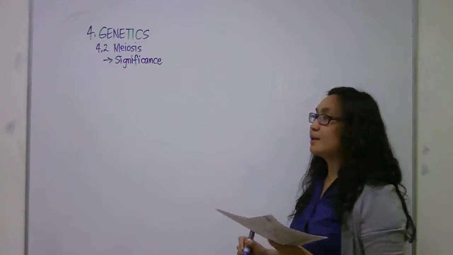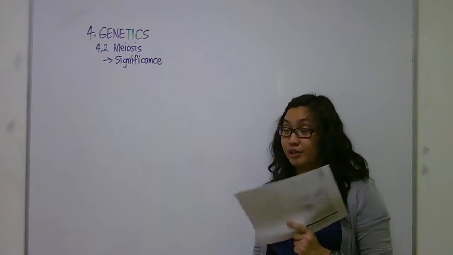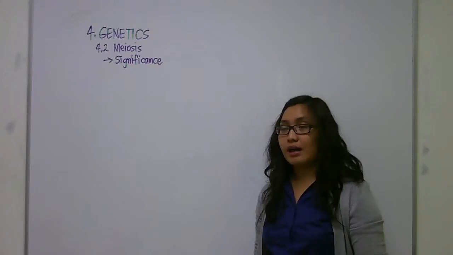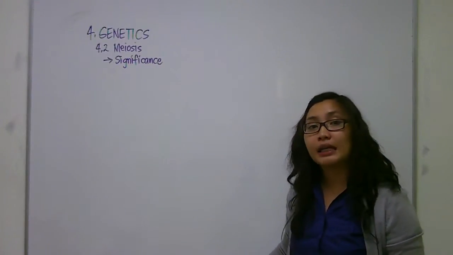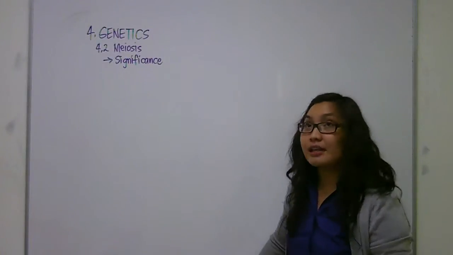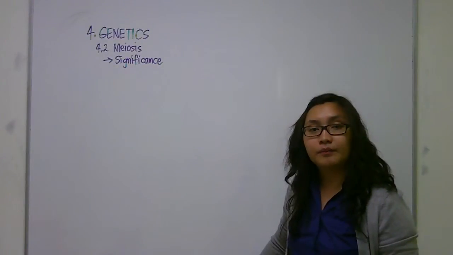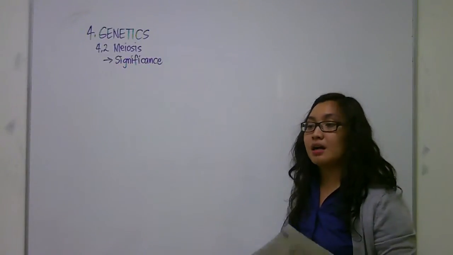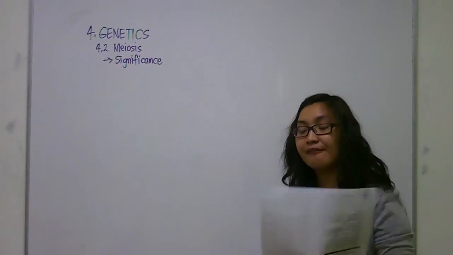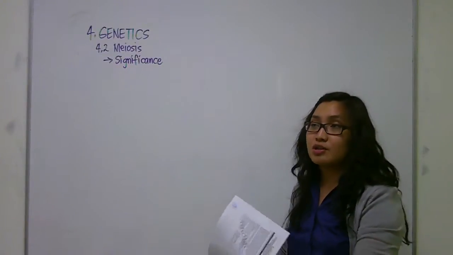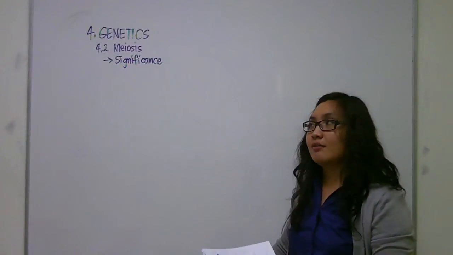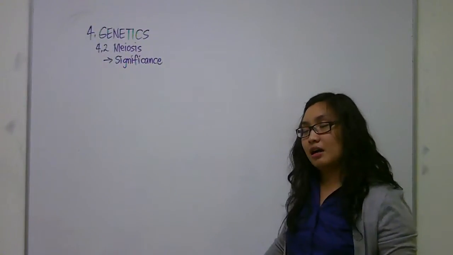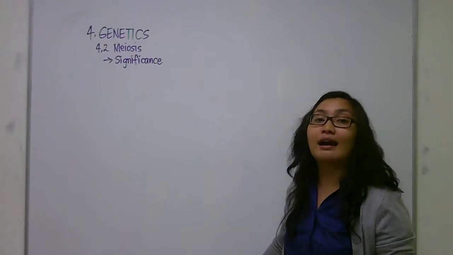Meiosis is used for cell division, or the production of gametes or sex cells. As we all know, sex cells contain haploid chromosomes, because they only have half the total amount of chromosomes. So if we have 46 chromosomes, each sex cell should only have 23.